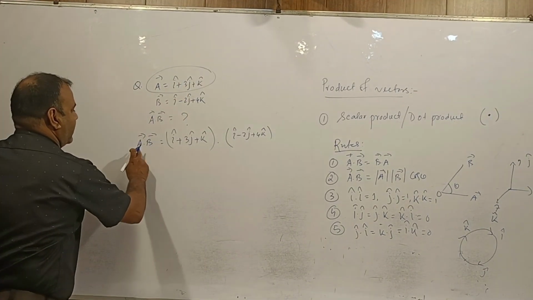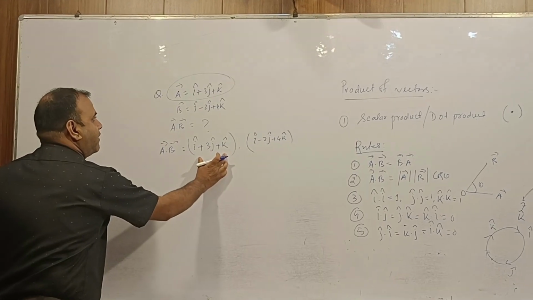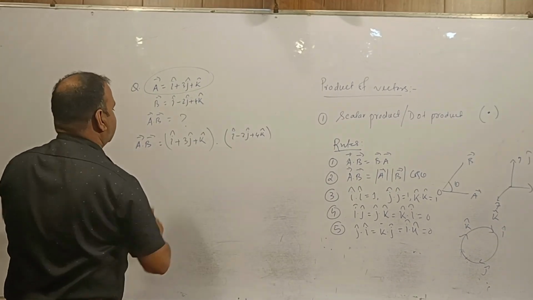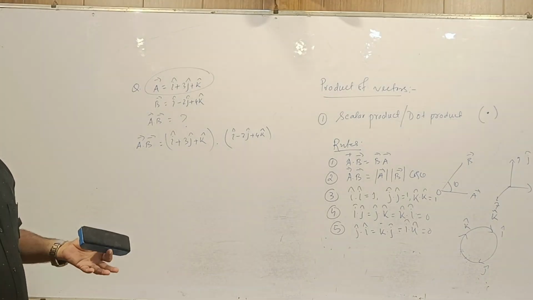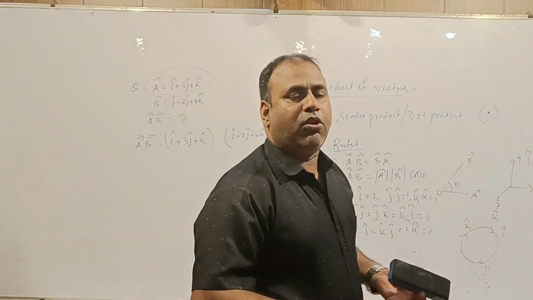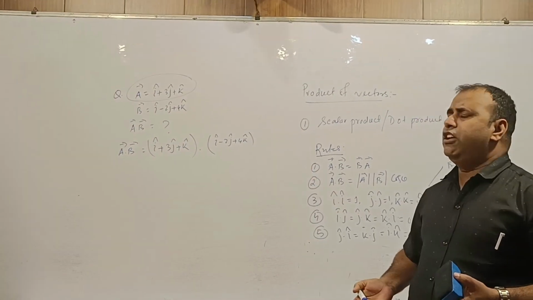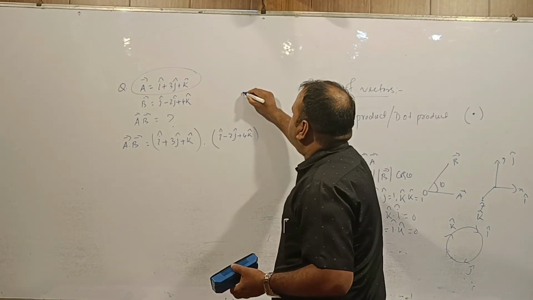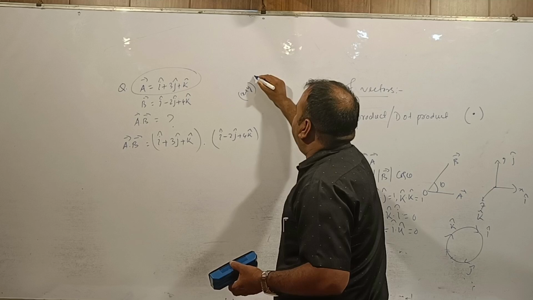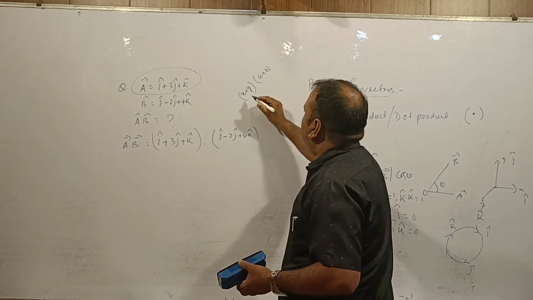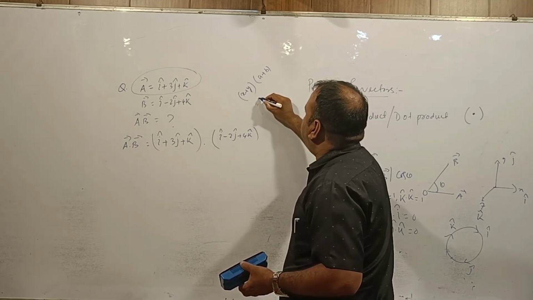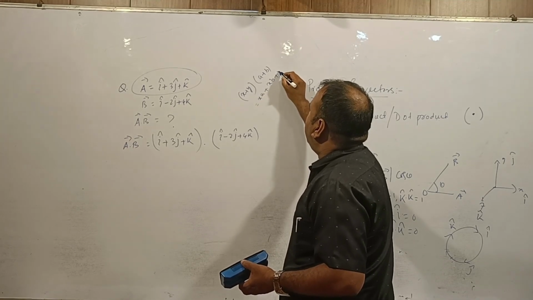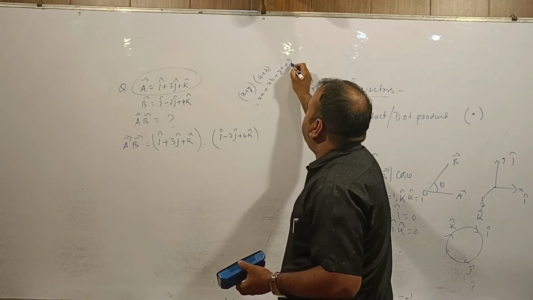I have written A first, that is why the value of A is first, and dot is here, after that B. So you remember the normal product. In case of the normal product, suppose I am writing x plus y, here A plus B. Normally the product xy will be xa plus xb plus ya plus yb. It will be like this.